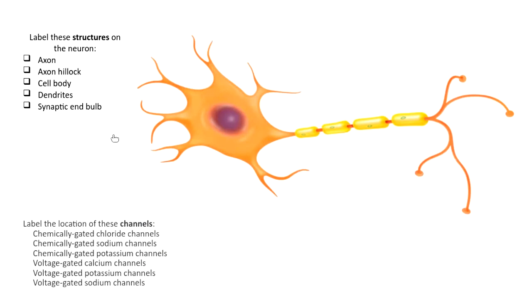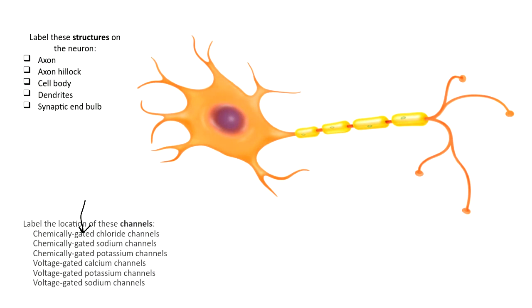When I talk about channels on the neuron, I need to think about the functions of those channels, and so many of them have this word gated in them. I need to consider, if they are a gated channel, what opens the gate, because that will give me a tip-off as to where I might find these different things. So we have two kinds of gated channels: the ones that are called chemically gated and the ones that are called voltage gated.